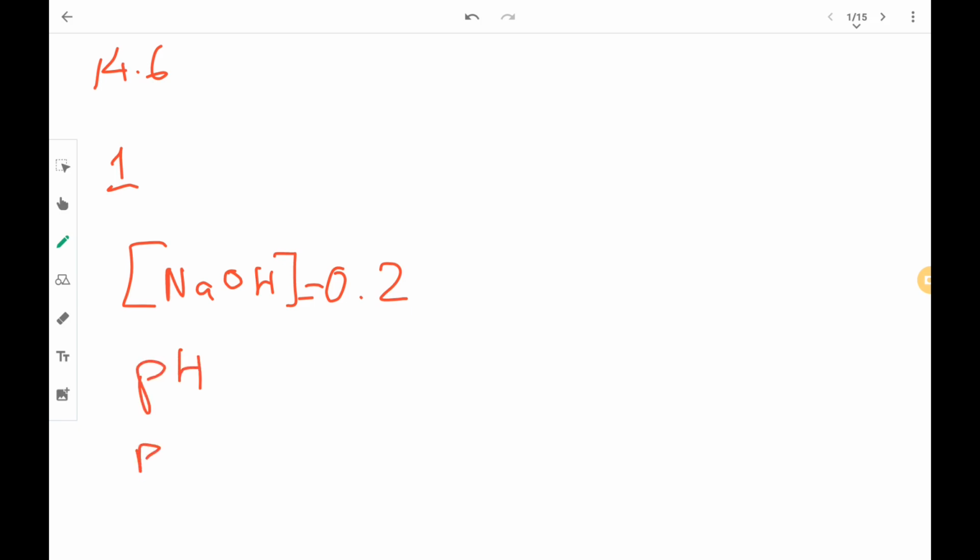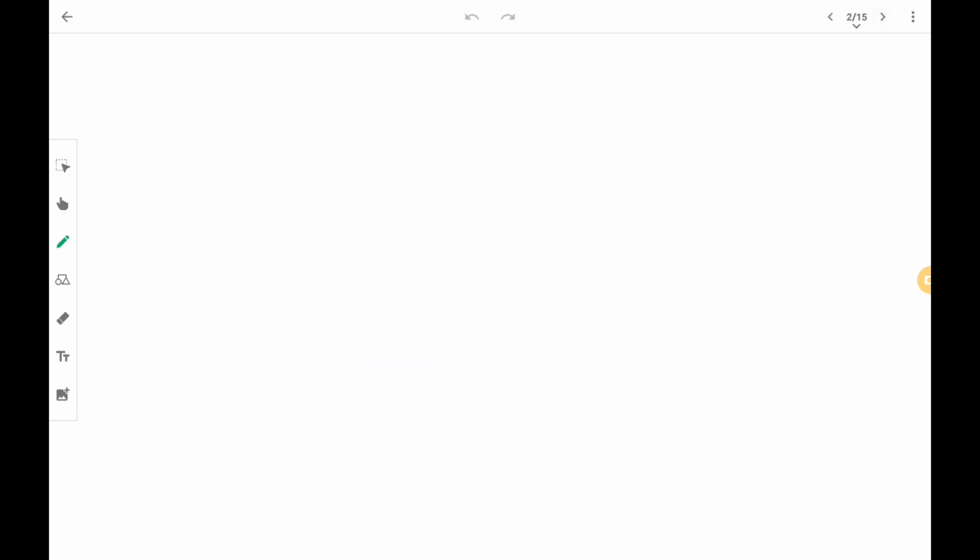So now for section 14.6, basic question number 1. You have the concentration of NaOH to be 0.2 molar. They wanted to find the pH, pOH, the concentration of H plus and the concentration of OH minus. So first of all, since it's a strong base, the concentration of OH minus is equal to the concentration of the base, which is 0.2 molar.